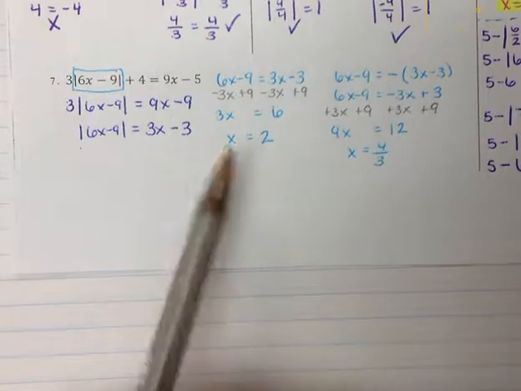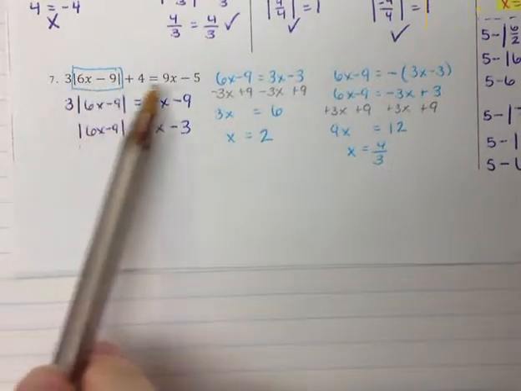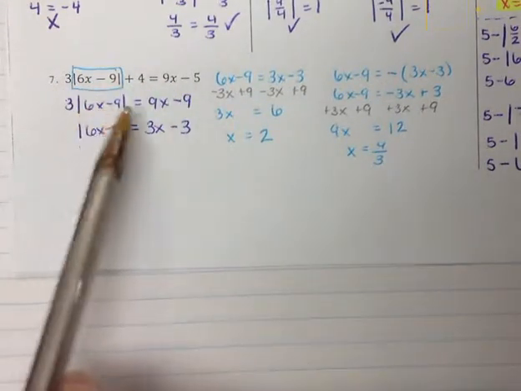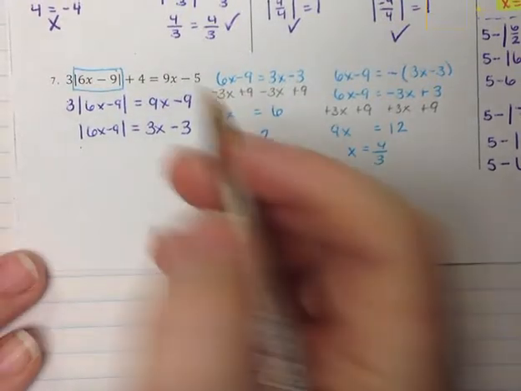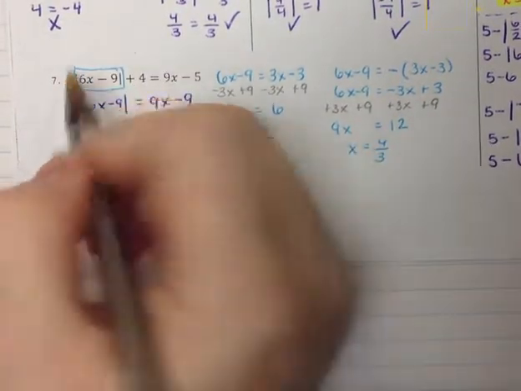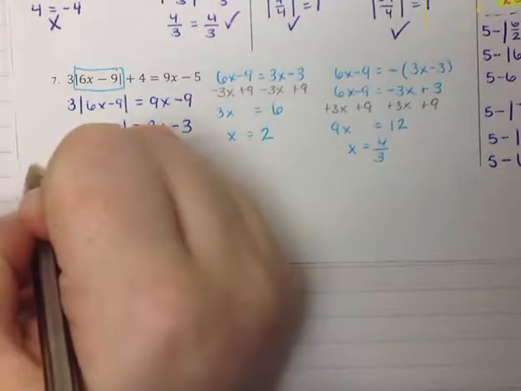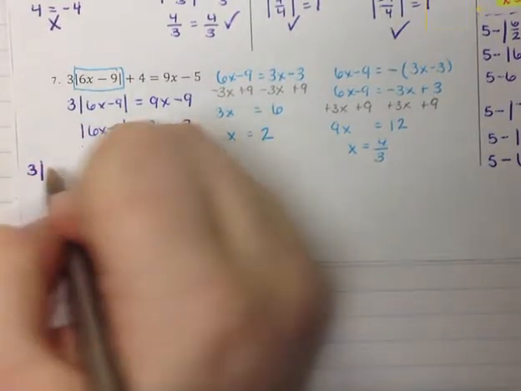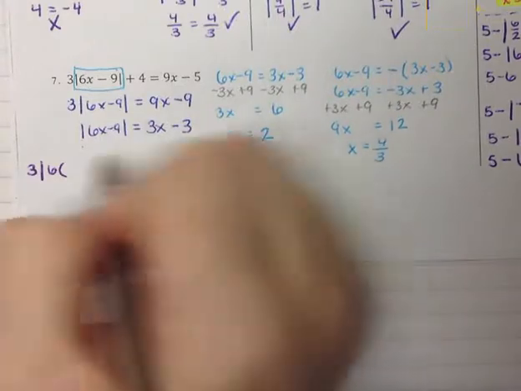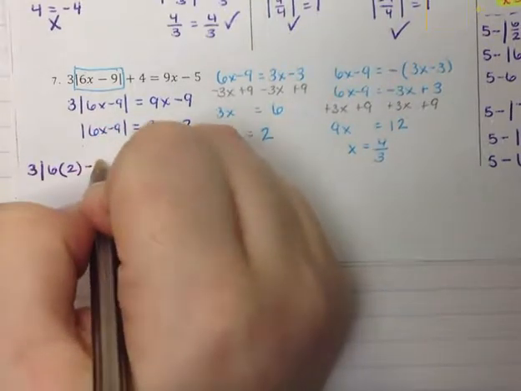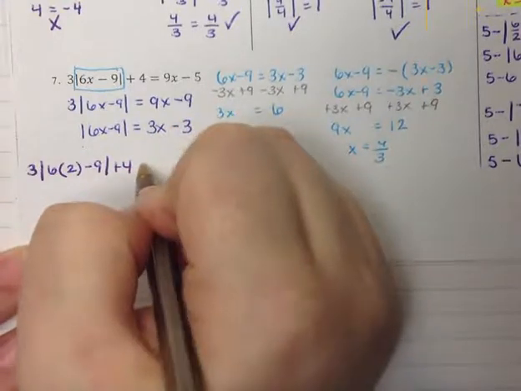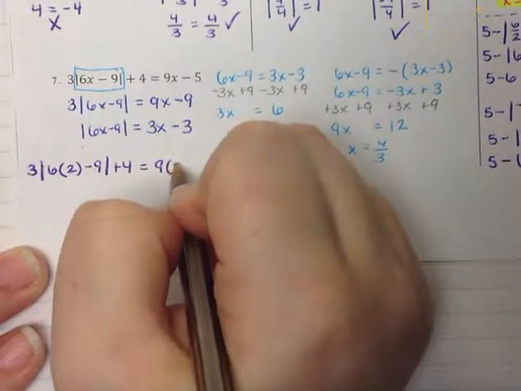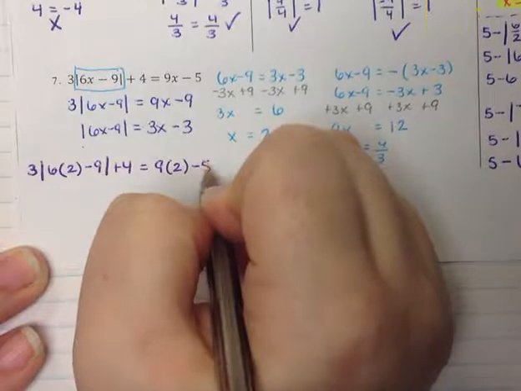So the hard part on this is we have to check it into the original, not into anything that we changed it to. We have to put it back into the original. So I'm going to put in the first one, x equals 2. So I have 3 times the absolute value of 6 times that positive 2 minus 9, absolute value, plus 4 is equal to 9 times the 2 minus the 5.